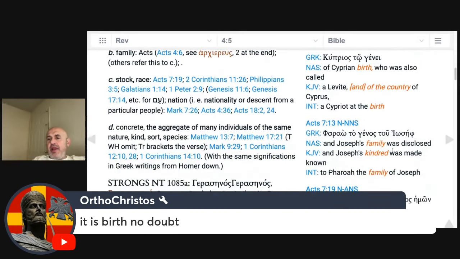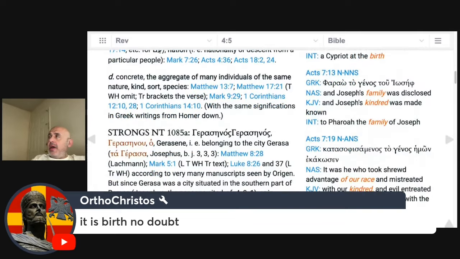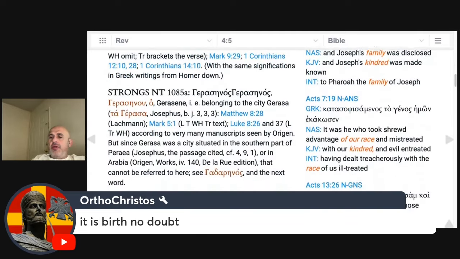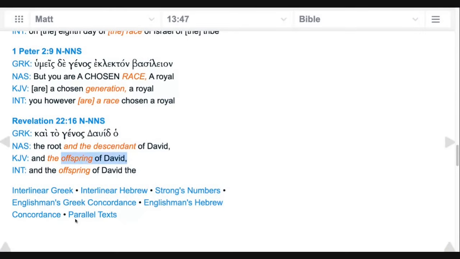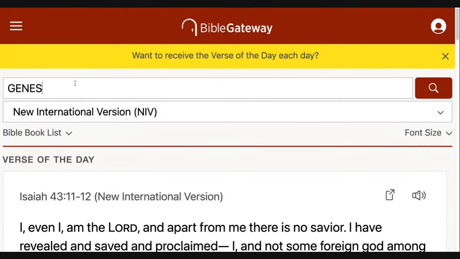Seeing it here: family, kindred, Joseph's family. How do you become a member of Joseph's family? By being born into it. What about the birthing element in relation to Isaac? Well, you can't say Isaac is the only begotten because Ishmael was there. Well, if that's the case, then God made a mistake. What do you mean? Look what God says about Isaac.